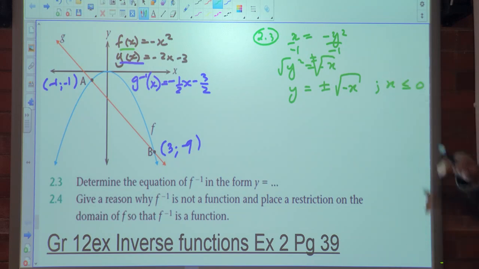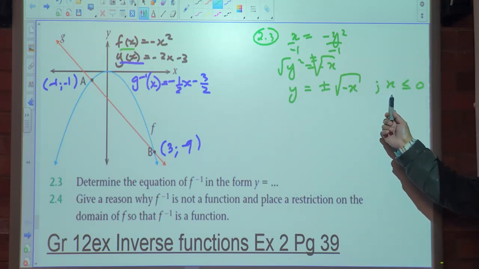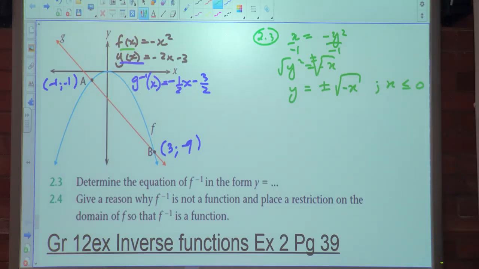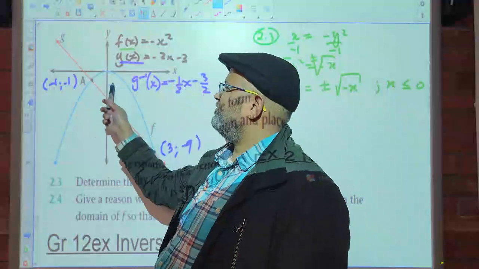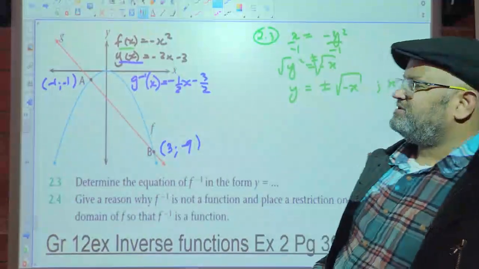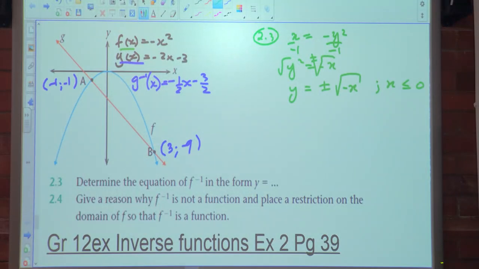Okay, so as I said, times they won't penalize you there unless they ask you for the restriction. People, is this a function? Will it be a function? Remember that is the inverse of f. It will go this way. Why would it not be a function? Does not pass the vertical line test.